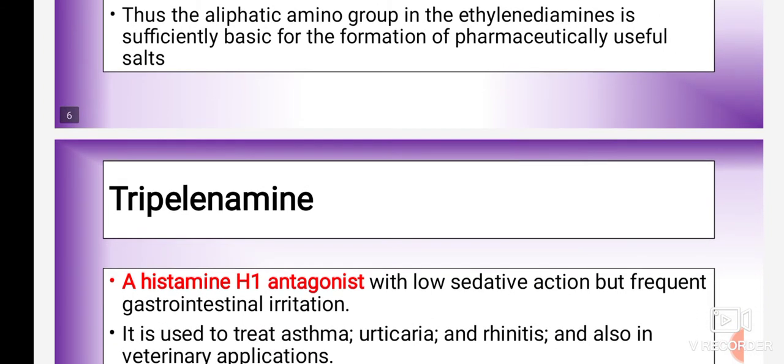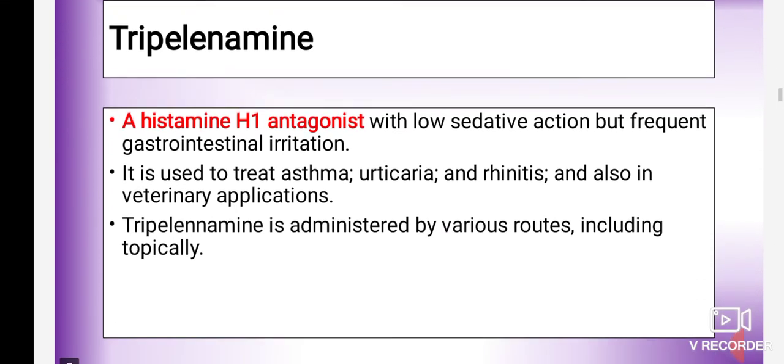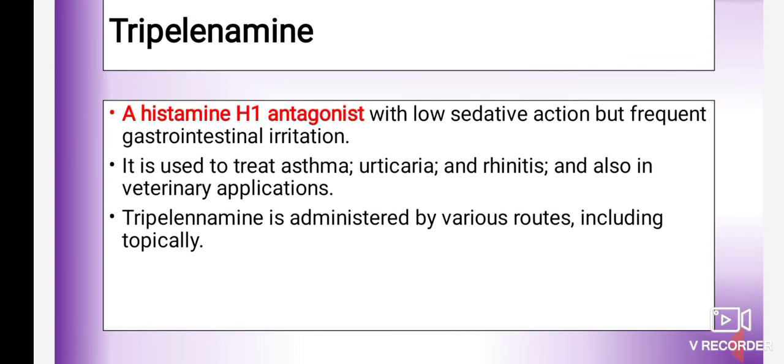The aliphatic amino group in the ethylenediamine is significantly basic for the formation of pharmaceutically useful salt. This is the reason behind the formation of pharmaceutically useful salt. The drug under this class is tripelennamine, a histamine H1 antagonist with low sedative action but frequent gastrointestinal irritation.